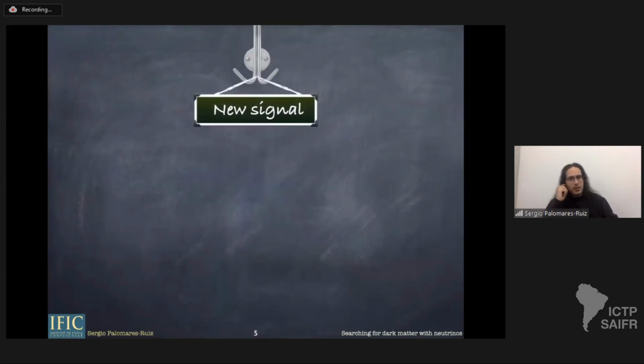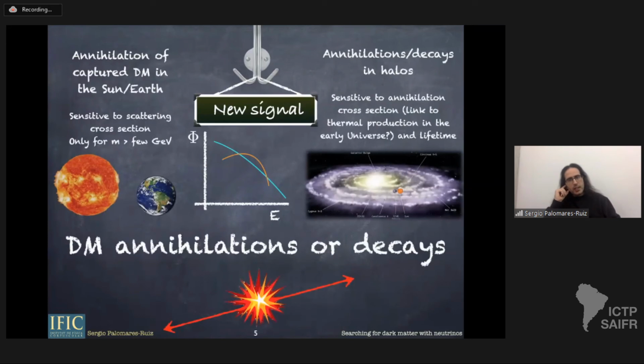Okay, so let us start with searching for dark matter with neutrinos by searching for a new signal on top of a background, which in basically all the cases I will be considering in the next slides is the atmospheric neutrino background. There are two generic targets that one can consider. On one hand, we have the annihilations of captured dark matter in the Sun or the Earth. In this case, this is sensitive to the scattering cross-section, so this is complementary to direct searches, and only valid for masses above a few GeV.